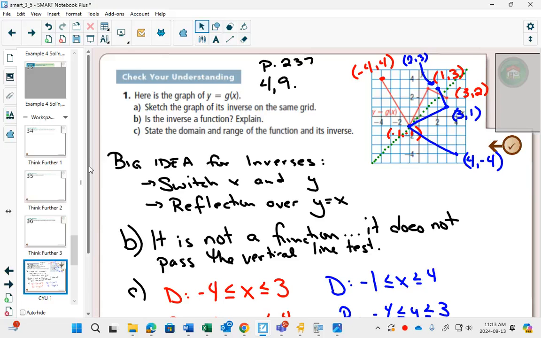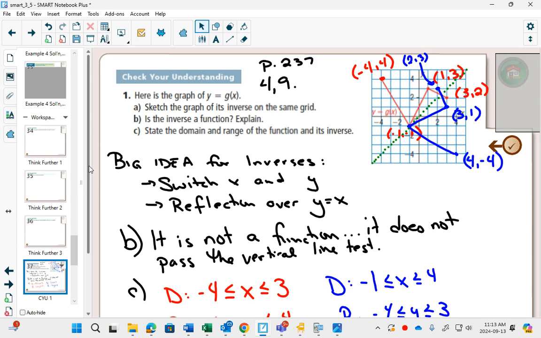Now with -1, 1, when you switch those, they stayed the same, so I didn't label it again in blue, but I put the blue dot there. But I have 1, 3, it switches and becomes 3, 1. So the big idea is that things switch, they switch with coordinates.